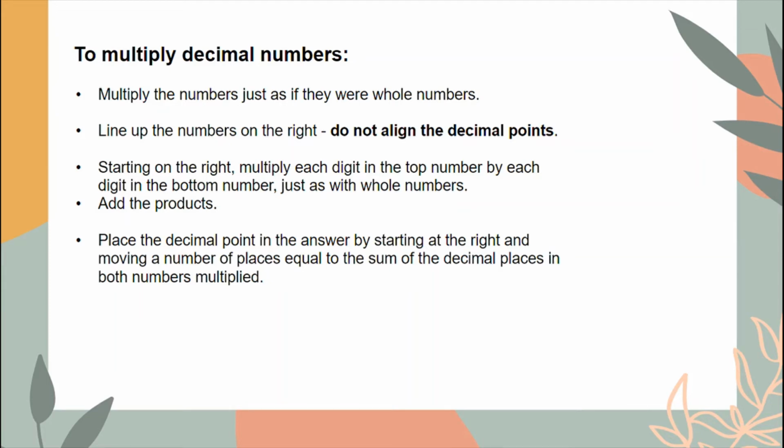Always remember the rules on how to multiply decimals. First, multiply the numbers as if they were whole numbers. Line up the numbers to the right. No need to align the decimal point. Number 3, starting on the right, multiply each digit of the top number by the bottom number. Add the product, and lastly, place the decimal point in the answer by starting at the right and moving the number of places equal to the sum of the decimal places in both numbers multiplied. So we're just going to follow these rules in order for us to get the correct answer in multiplying decimals.